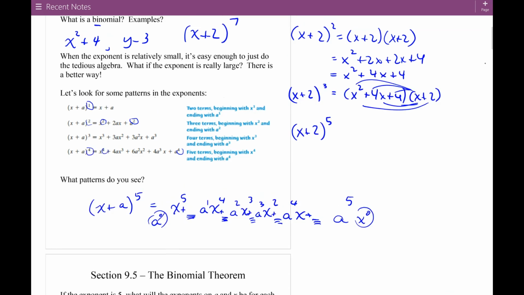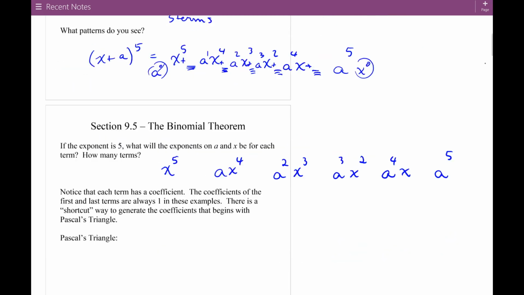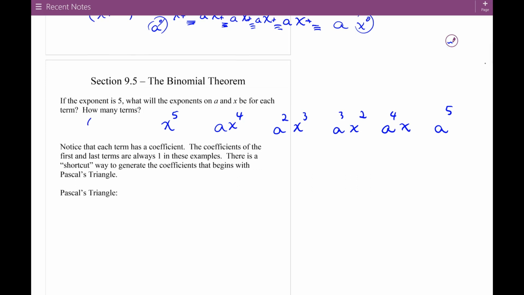And let's also know that when the exponent is 1, we get 2 terms. When the exponent is 2, we get 3 terms. When the exponent is 3, 4 terms, 1, 2, 3, 4. And when the exponent is 4, 5 terms. So we expect when the exponent is 5 that we'll get 6 terms.